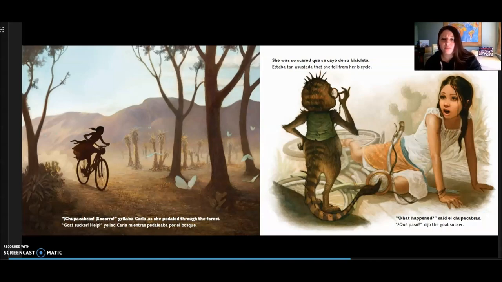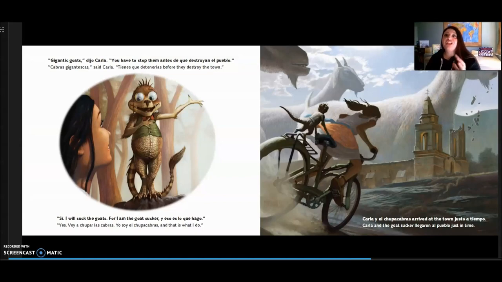"Goat sucker, help!" yelled Carla as she pedaled through the forest. She was so scared that she fell from her bicycle. "What happened?" said El Chupacabras. "Gigantic goats," said Carla. "You have to stop them before they destroy the town." "Yes, I will suck the goats, for I am the goat sucker, and that is what I do."